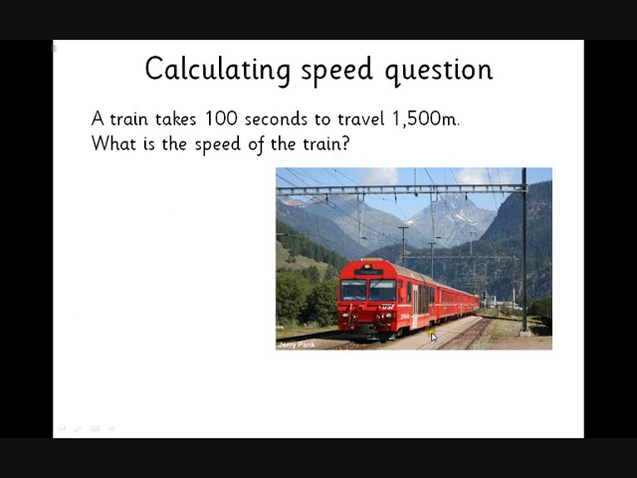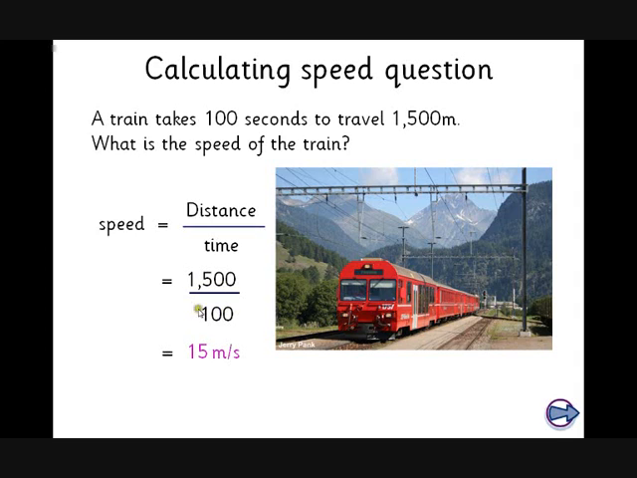Let's do a little example. If a train takes 100 seconds to travel 1,500 meters, what is the speed of the train? Quite simply, here's our formula. Speed equals distance divided by time. So we take the distance, 1,500 divided by 100, and you can either do that in your head or put it in a calculator, and you get a speed of 15 meters per second.